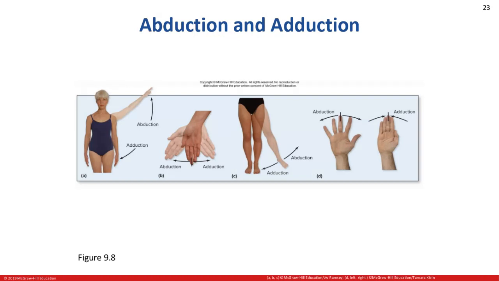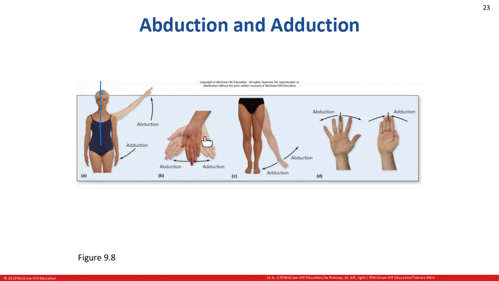So here's a couple of examples for abduction and adduction. Here you see the lady, she moved her arm up and away. She's abducting it, moving it away from the midline, because here is our midline, right here. Then when she brings her arm back towards her side, she's adducted it. Medial movement, bringing it back to the midline. You guys cool with that? Cool, not too bad?